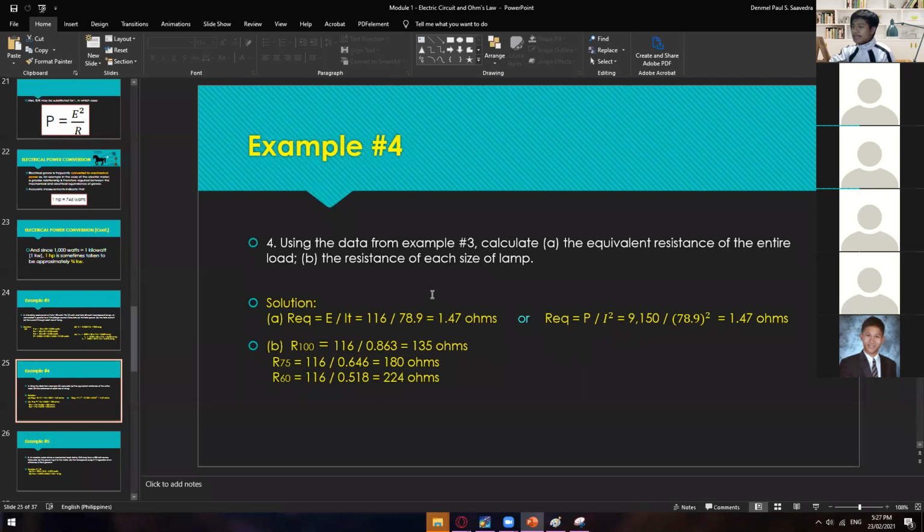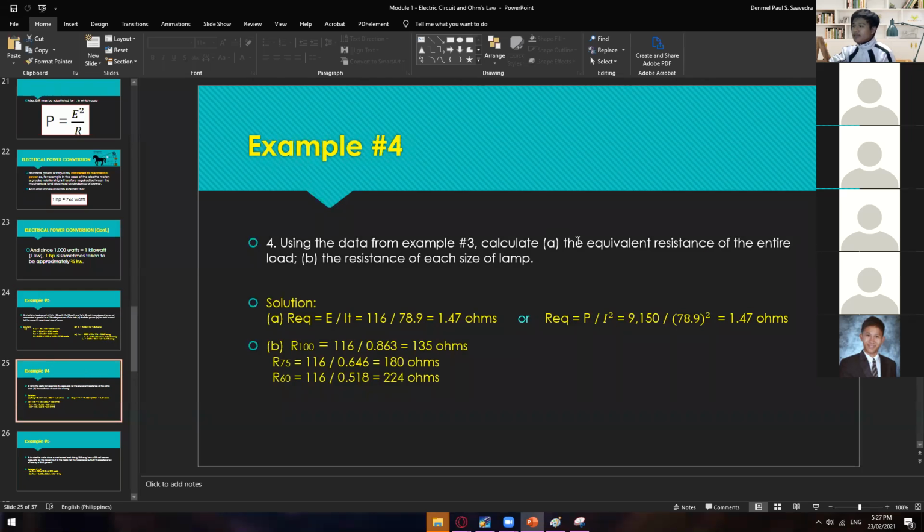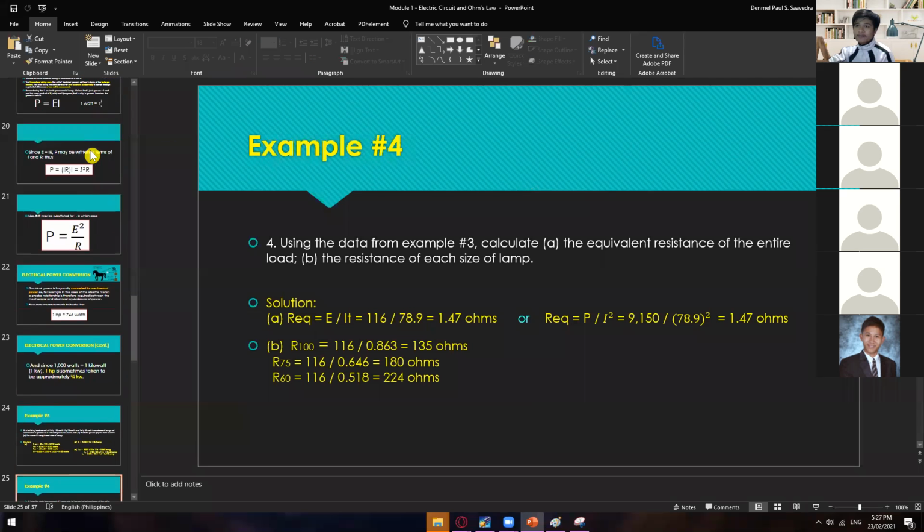Okay, then let's move on to the next example. Example number 4, using the data from example number 3, which is this one. Calculate the equivalent resistance of the entire load. And then for letter B, the resistance of each size of lamp. When we say equivalent resistance, we are now getting the total resistance of that circuit. You can still use the formula R is equal to E divided by I.